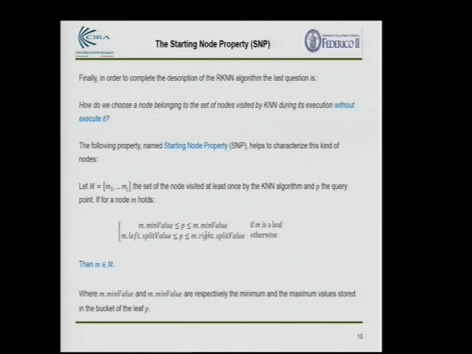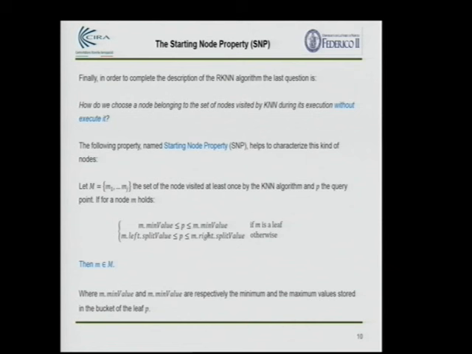The last problem to solve is how we can choose a node belonging to the set of nodes visited by the k-nearest algorithm without executing it, because the random algorithm works well only if it starts in a node that is also visited by the k-nearest algorithm. The following property can help to characterize this kind of node. It is very simple. If the current node M is a leaf and P is the query point, we compare the value P with the mean value contained in the bucket of the node M and the max value contained in the bucket. If this condition holds, then node M is a node that is visited by the k-nearest algorithm.